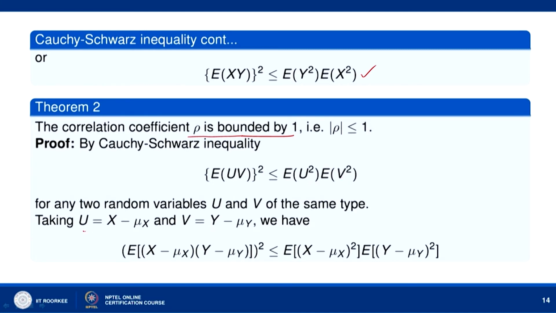Now, let us define u to be equal to x minus mu x and v equal to y minus mu y. Then from this equation, we have the expectation of (x minus mu x) into (y minus mu y) whole square less than or equal to the expectation of (x minus mu x) whole square into the expectation of (y minus mu y) whole square. Now, this is nothing but the covariance of x y. So, covariance of x y whole square, this is sigma x square, this is sigma y square, which are the variances of x and y.